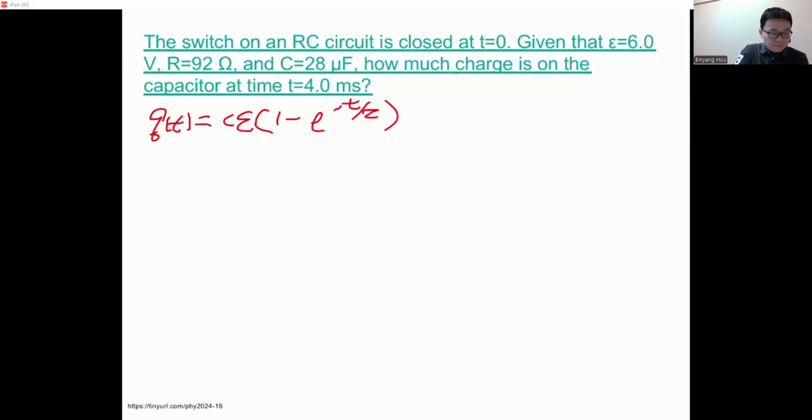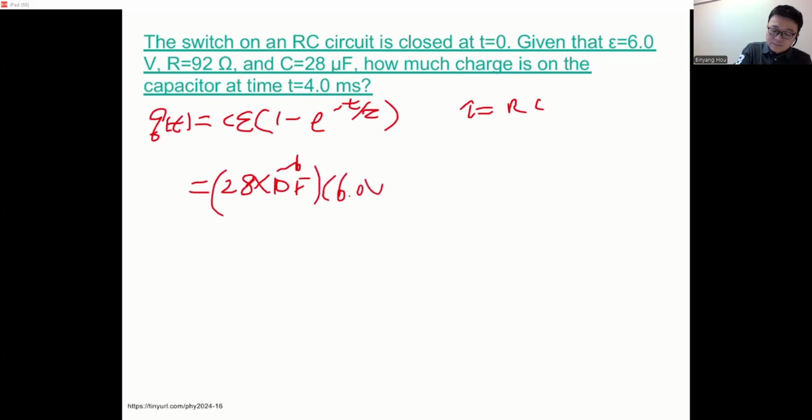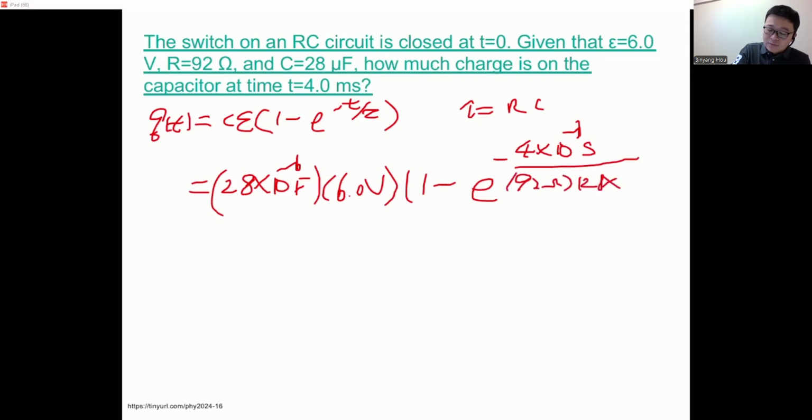Tau is R times C basically. So then we will just plug in the numbers. C is equal to 28 micro, so it's 28 times 10 to the minus 6. Epsilon is 6 volts, times 1 minus e to the negative t, where t is 4 milliseconds, so 4 times 10 to the minus 3 seconds, over R times C. R is 92 ohms times C is 28 times 10 to the minus 6 because it's microfarad. Put a big parenthesis outside there.